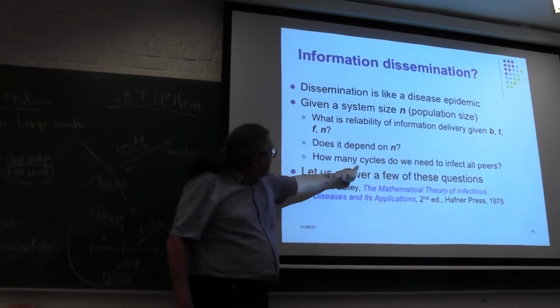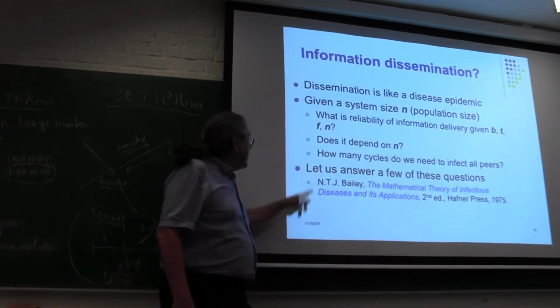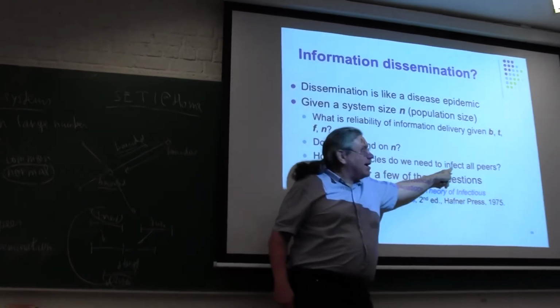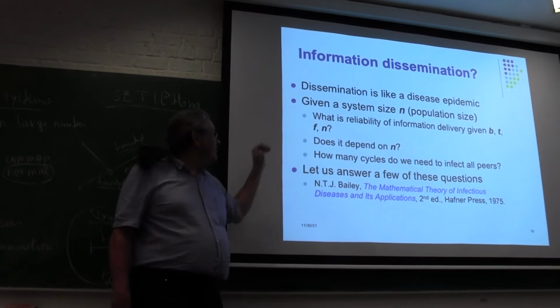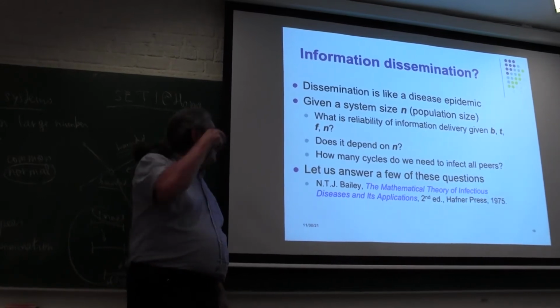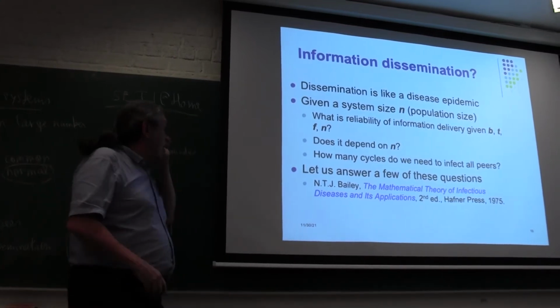How long does it take to infect everybody? So that everybody gets the information. I assume it's a disease. I'm saying it's an infection, okay? This is a very relevant topic now. Does it depend on n? What happens when n gets very big? Does it take longer? Cycles.